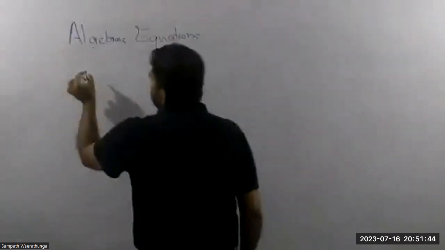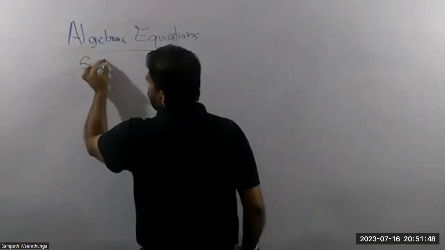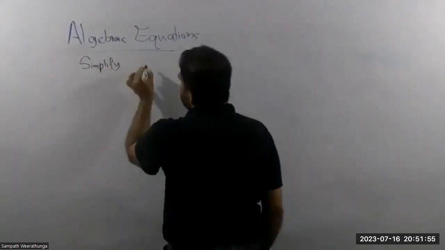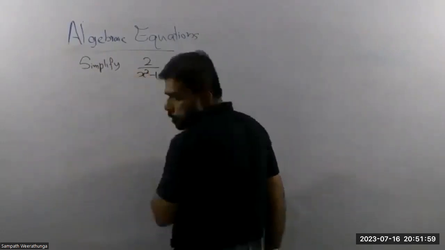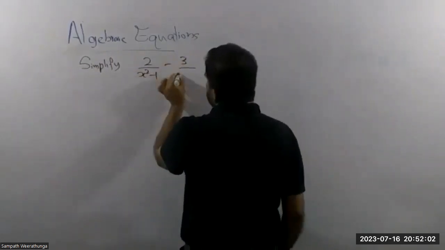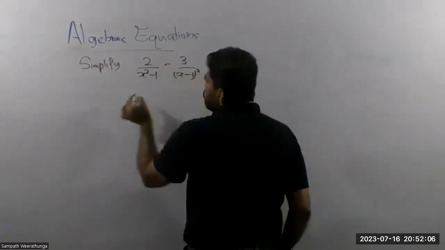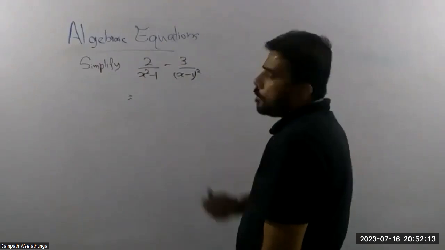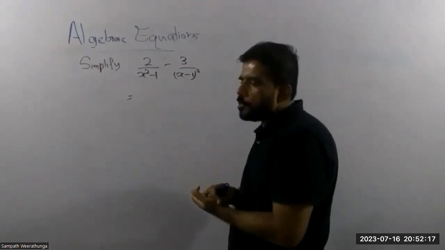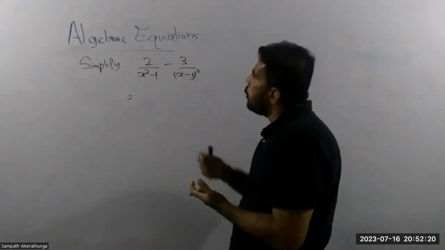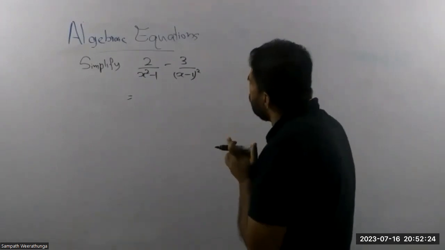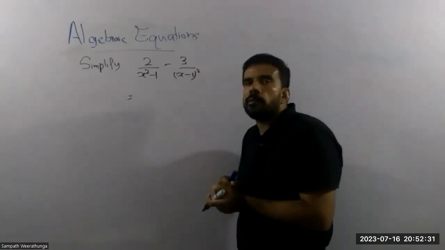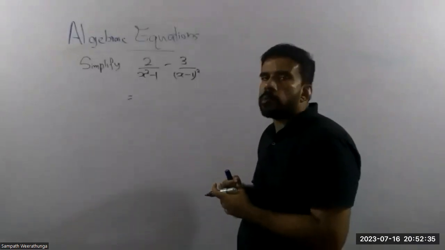It is given like this: simplify. Then 2 over x squared minus 1 minus 3 over (x minus 1) squared. We are supposed to simplify in the sense that we should combine these two algebraic fractions and try to present them in the simplest possible manner.